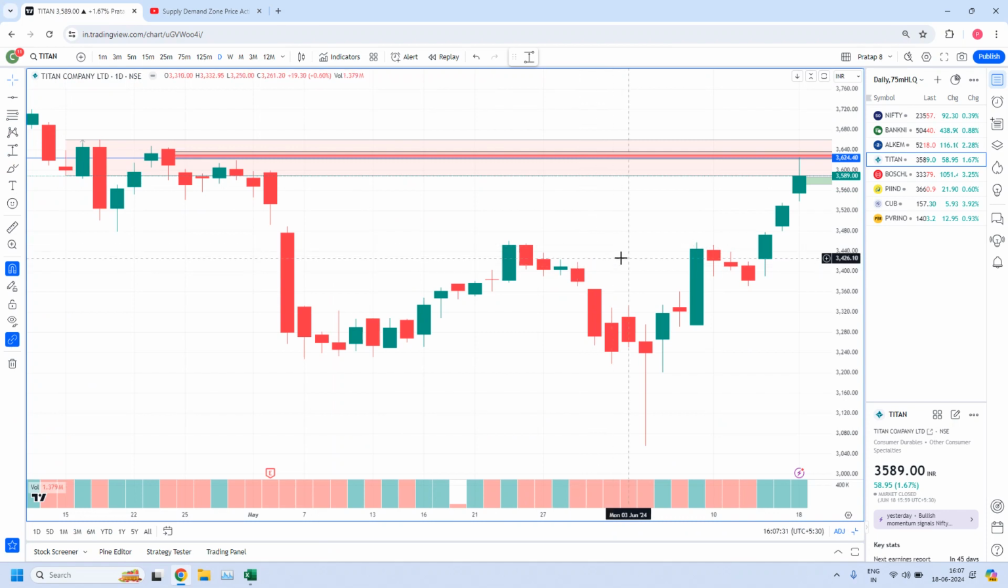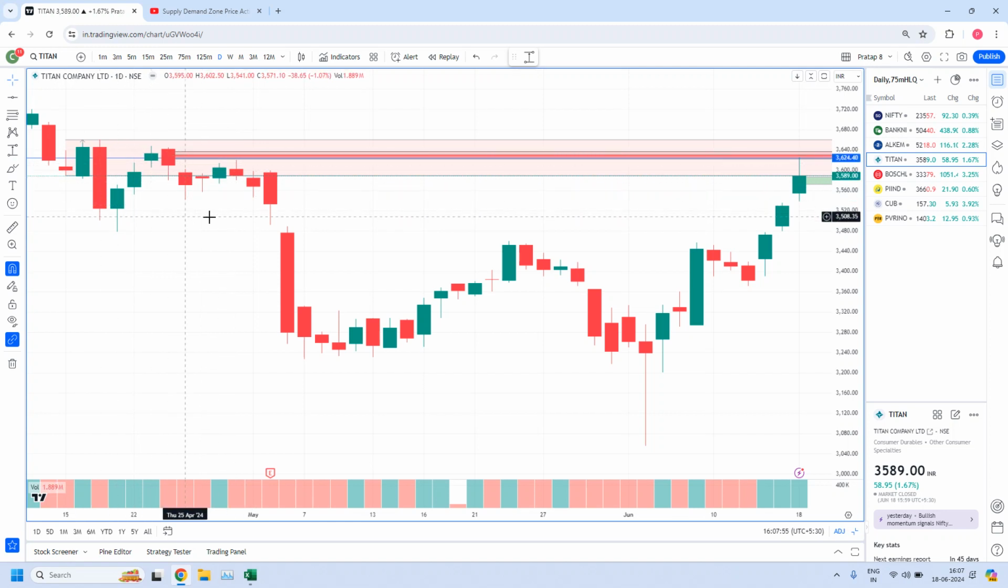Now let's get into evaluating the performance of high liquidity zones. The first one we are going to evaluate is Titan. This is a daily high liquidity supply zone. We have a drop, two base candles, and again a drop candle. This is what our software identified, and today we got a good trade from this stock.